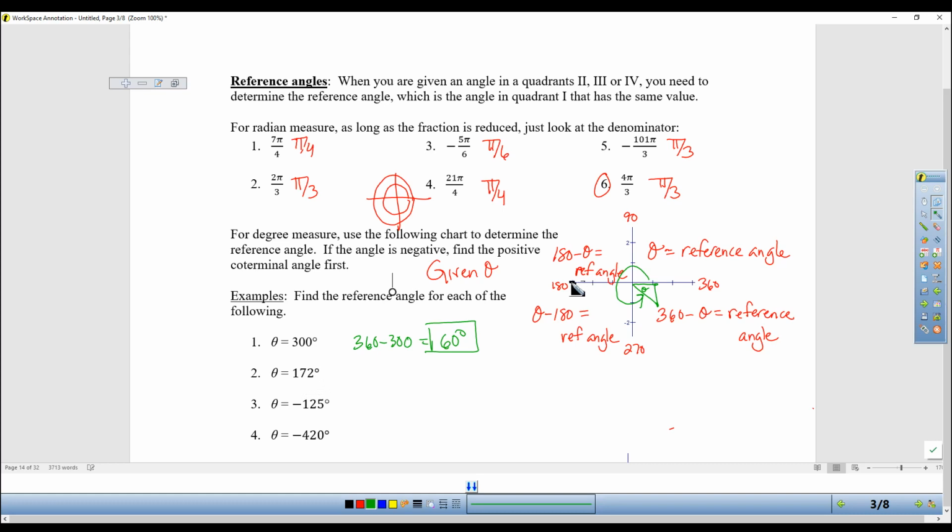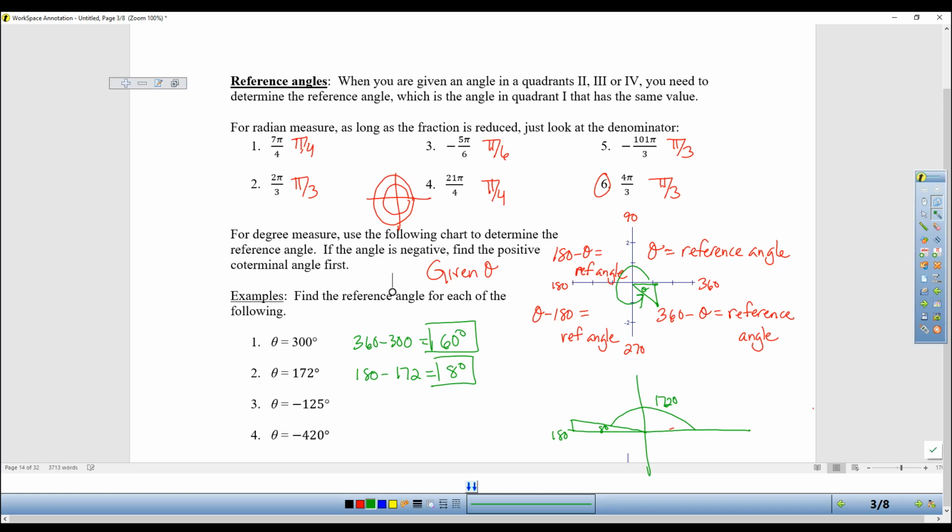172 is in quadrant 2. It's not quite 180, so it's still right there. And so my formula this time is 180 minus 172. So it would be just like 8 degrees. And think about that. Well, let's draw that one so you can see it. So here's 180. So 172 is pretty close to 180, right? There's 172 degrees. But if I make it into a little triangle, what's left? 8 degrees. That's what makes the triangle. So that's the reference angle.